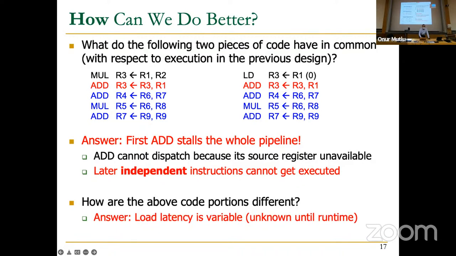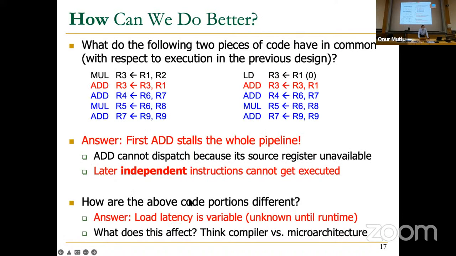Load latency is variable, unknown until runtime, whereas multiply latency is usually not variable. Although remember last time we discussed, I said that multiply can be multiplying with zero. When you have a multiplication with zero, the hardware may have special logic that checks whether one of the sources is zero. If one of the sources is zero, then you can actually make the multiply much faster than if one of the sources is not zero. So multiply latency can also be variable, but load latency is variable across a very wide range of values. As a result, it becomes very difficult for the compiler to schedule these instructions.